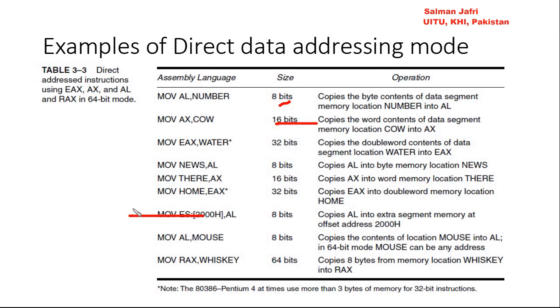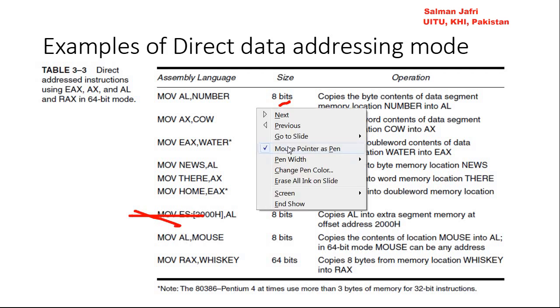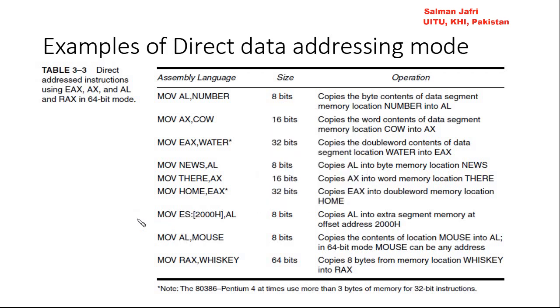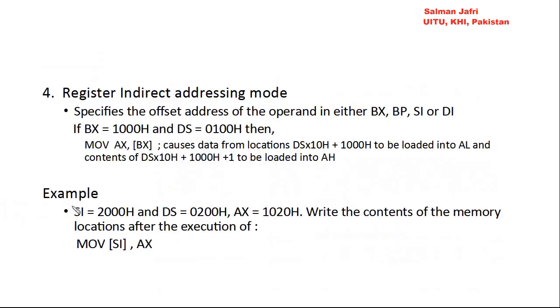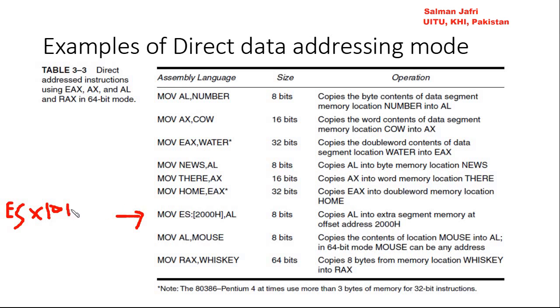This is an interesting example. In this particular example, we are addressing an offset of 2000H, but the segment register is now ES, and the contents of AL would be moved into this particular location. Now, how would we calculate the address? The address would be calculated by ES times 10H, plus the offset, which is 2000H.